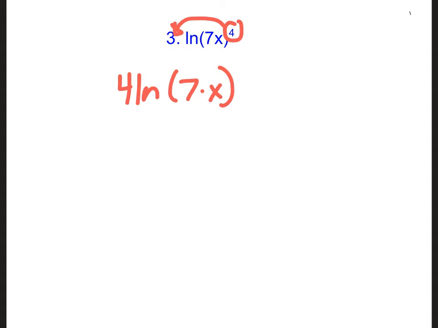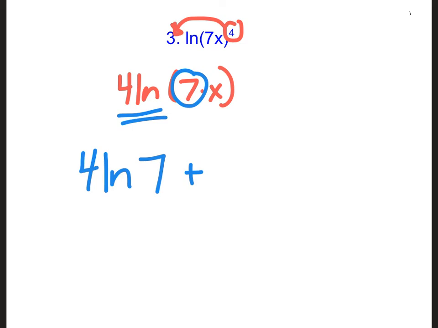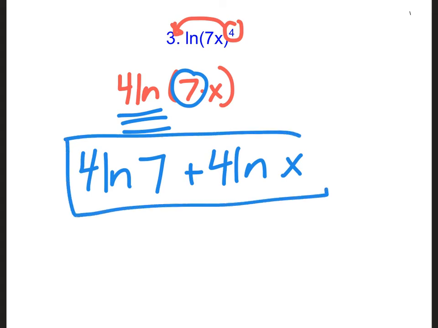The next thing you can do is, because we have multiplication, you can split this up. Again, I know it's multiplying, so we can split it up, and when we do that, we're going to add. Notice that we have that 4 natural log up front, so I'm going to need 4 natural log of my first thing, 7, plus I still need that 4 natural log of the second thing, x. And this will be our final answer. So we have 4 natural log of 7 plus 4 natural log of x.